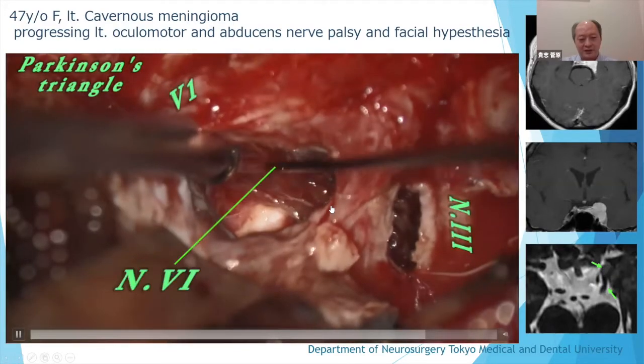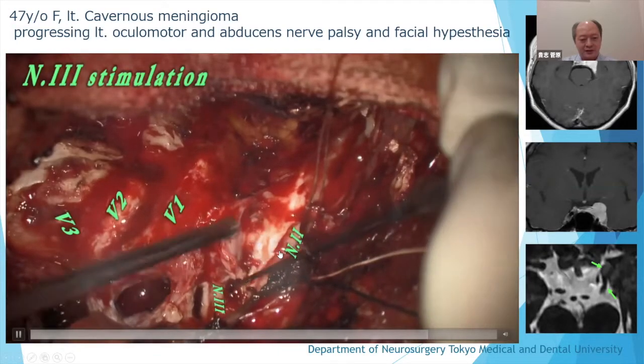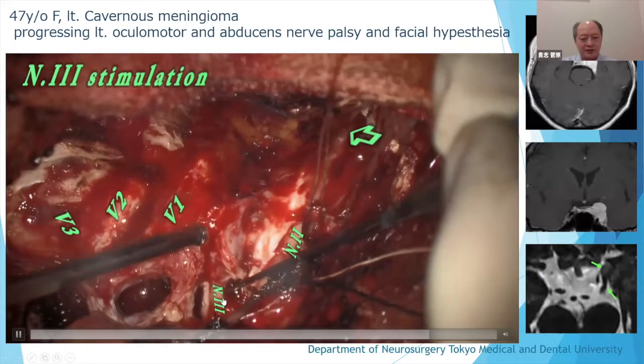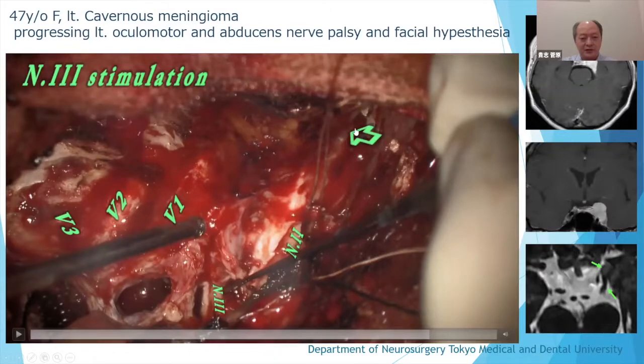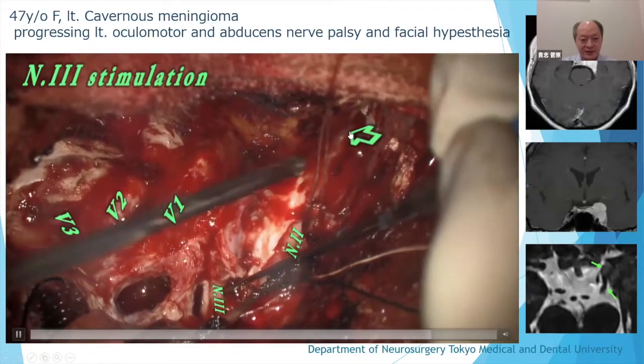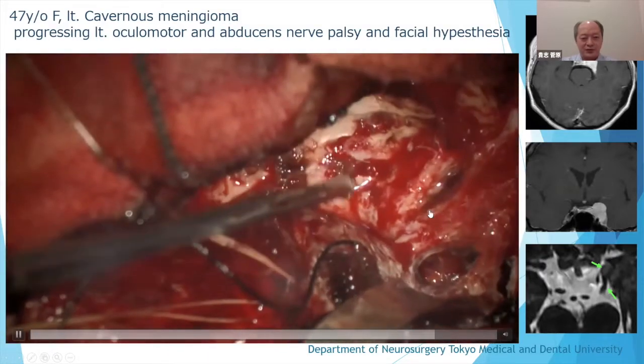But yeah, this is a very interesting movie. I stimulate the third nerve here, and you can find the moving. You can see the moving upper superior rectus muscle like this. Can you see this here? And this is a final view.